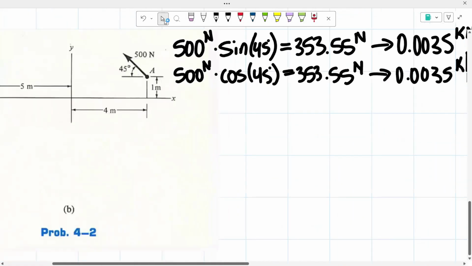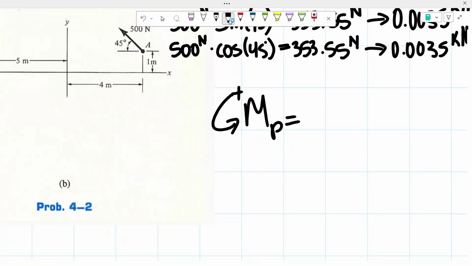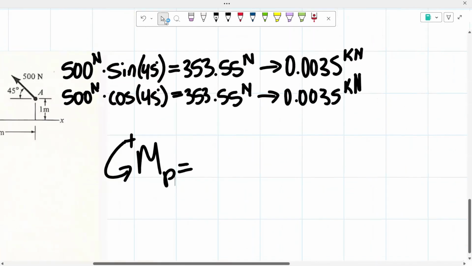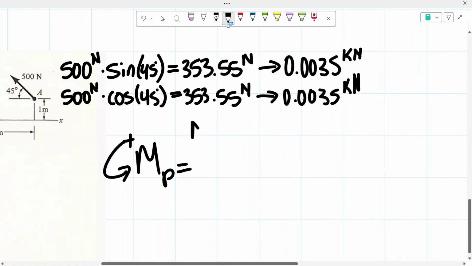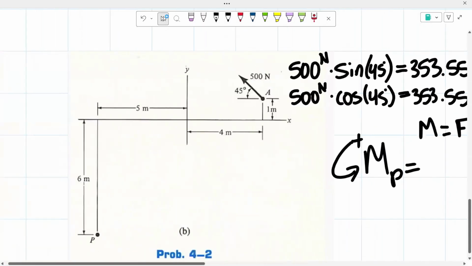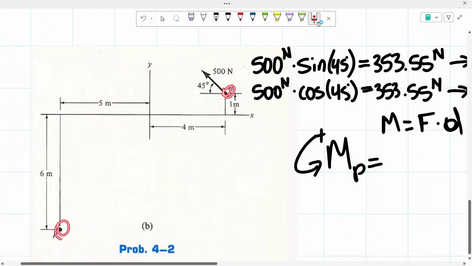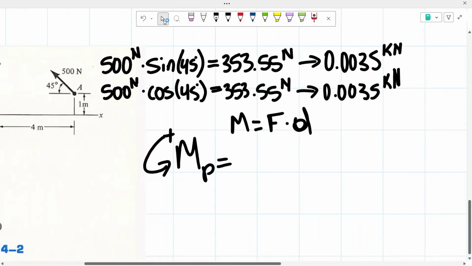So now we're going to find the moment that is created about point P. We know that counterclockwise is positive. So we're first going to start off with our vertical component. Once again, moment is equal to the force times the distance. We already have our force right here. Now we're going to find that distance. As you can see, our point A is right here, and P is right here. Something that we actually did not mention is our sign convention.